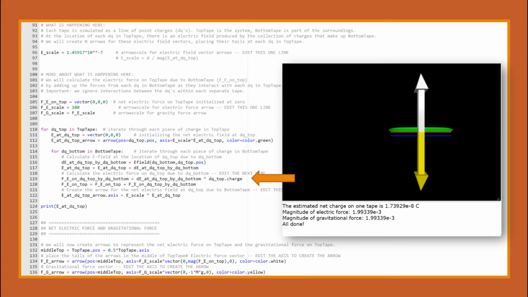To calculate the electric force on the top due to the bottom, I'm going to need the electric field that I just calculated in the previous slide. Then I multiply that by the charge, and that will give me the force. Once I have that force, I then add it to the vector which we created at line 105 to make that a vector as well. Because in my calculations, when I multiply by a number like the singular charge, it creates a scalar, so I have to convert that back to a vector.